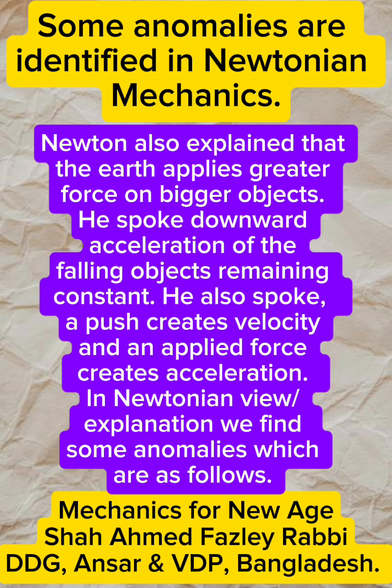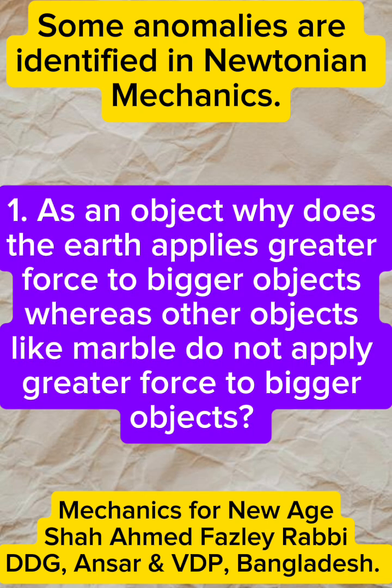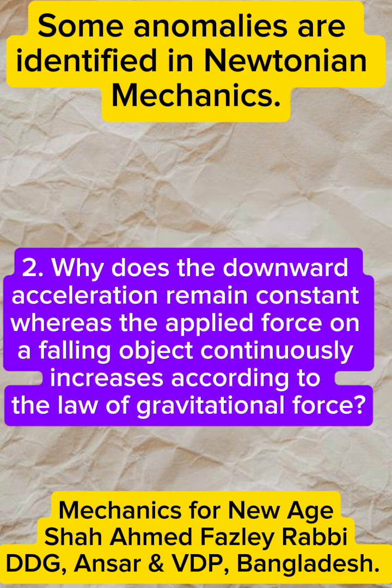In the Newtonian view of explanation, we find some anomalies, which are as follows. 1. Why does the Earth apply greater force to bigger objects, whereas other objects like a marble do not apply greater force to bigger objects? 2. Why does the downward acceleration remain constant, whereas the applied force on a falling object continuously increases according to the law of gravitational force?